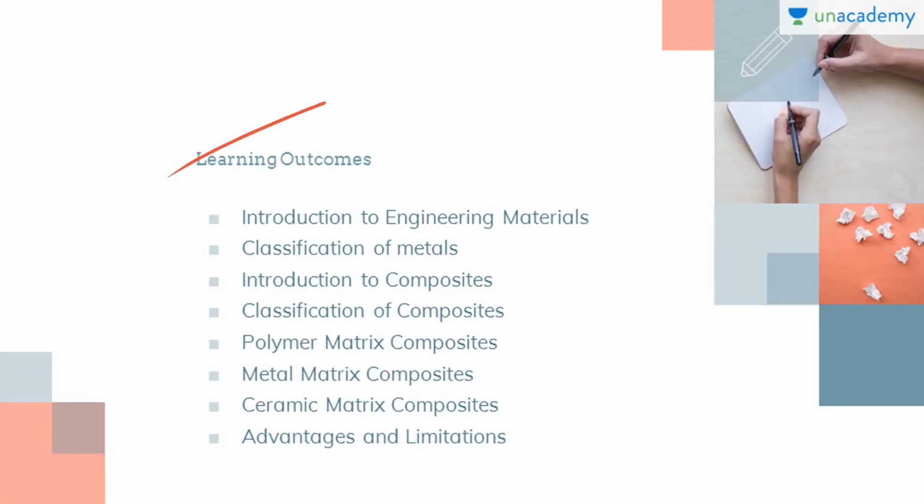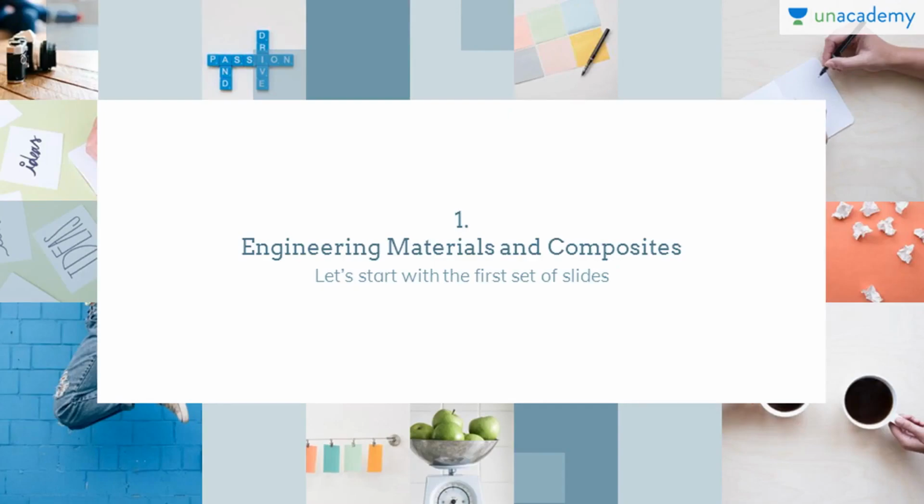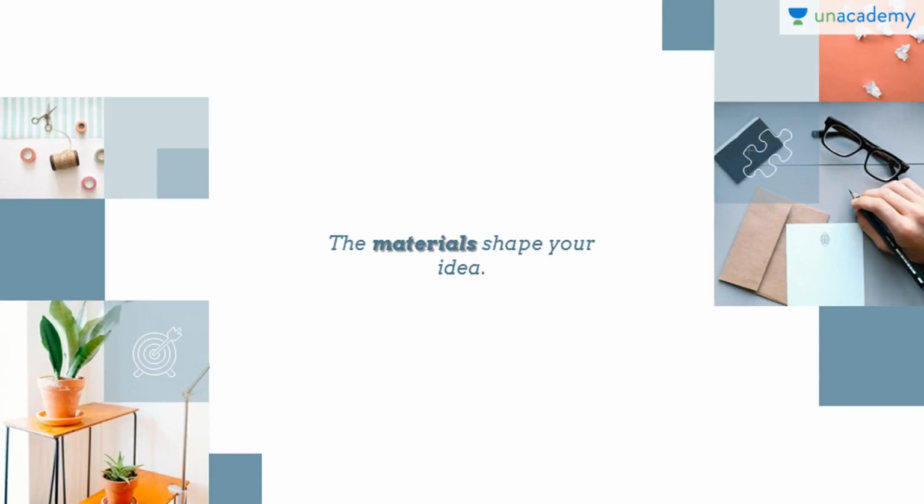The learning outcomes of this slide will be, you will come to know the introduction to engineering materials, what are the classifications of these metals or materials, what is the introduction to composites, what is the classification of composites, what are polymer, metal and ceramic matrix composites, as well as the advantages and limitations of composites. So engineering materials and composites is the lesson for today. Let's start with the first set of slides.